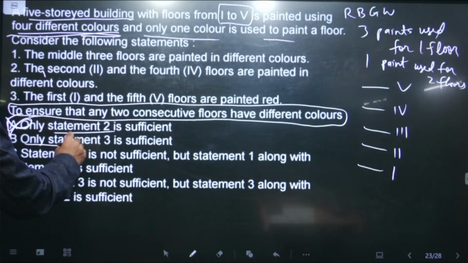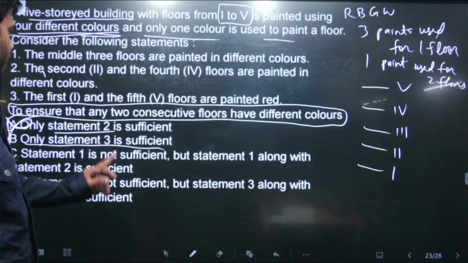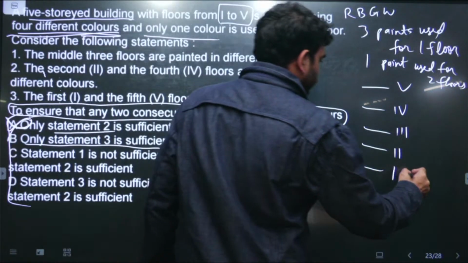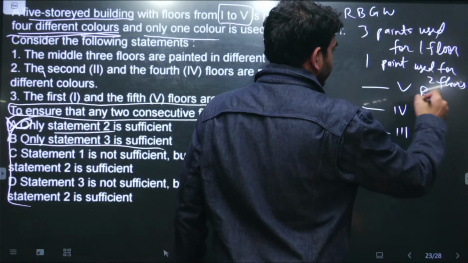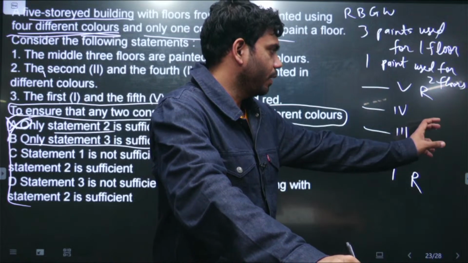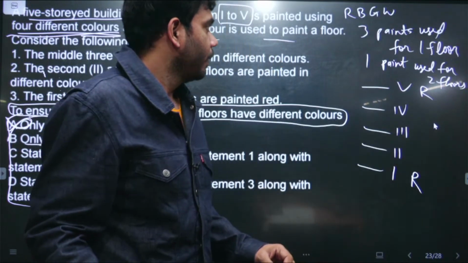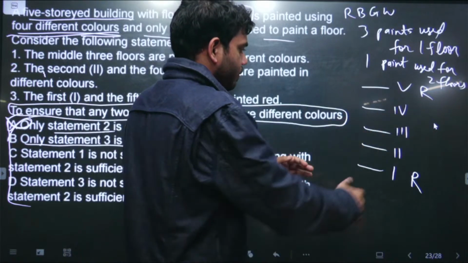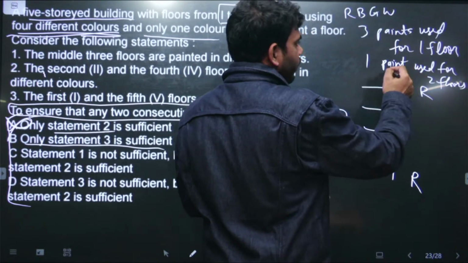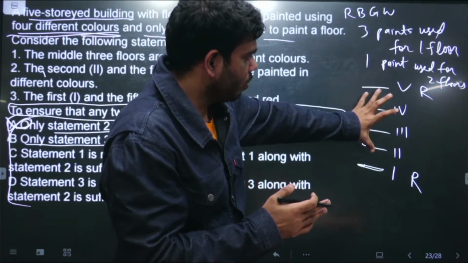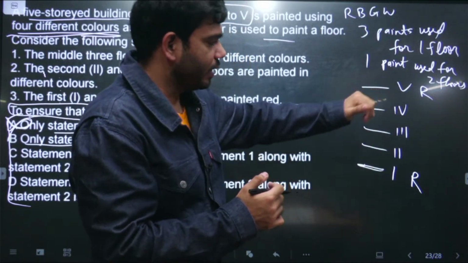Second option is saying statement 3 is sufficient. Statement 3 is saying first and fifth are painted with red. सीधा बोल दिया इसने, first and fifth are painted with red. Then we have three floors remaining, and we have three paints remaining. So obviously, three unique paints are there, and three floors are there, and for the repeated color, only one paint will be there. That will be repeated for 2 different floors, and the repeated floors are not connected. One is 5th floor and one is first floor.